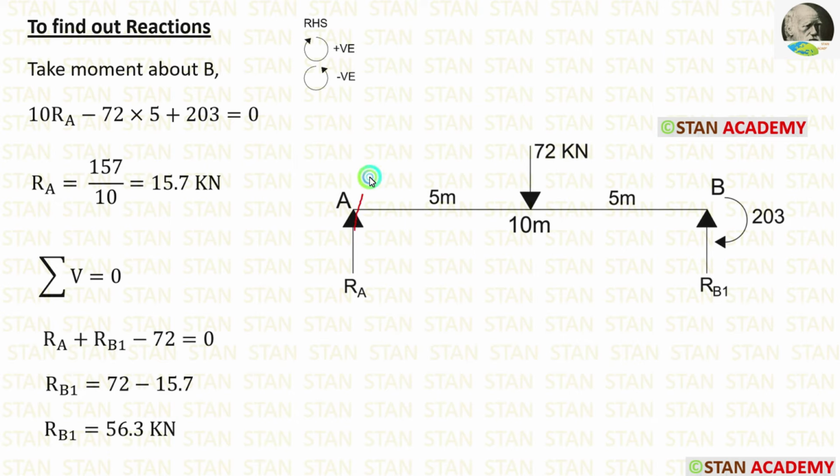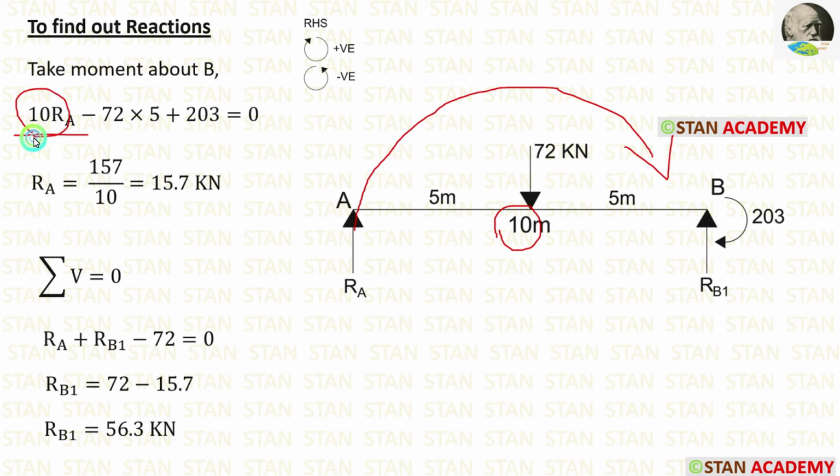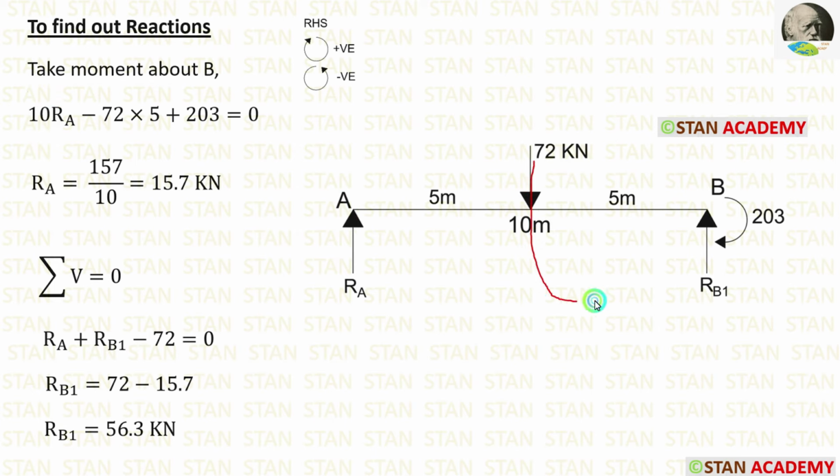The reaction RA is acting towards the point B in the clockwise direction. So it will be positive and the distance is 10 meter. So 10 RA. The point load is acting towards the point B in the anti-clockwise direction, so it will be negative and the distance is 5 meter, so minus 72 into 5. The moment is acting in the clockwise direction, so it will be positive. Finally, we are getting RA is equal to 15.7 kN.